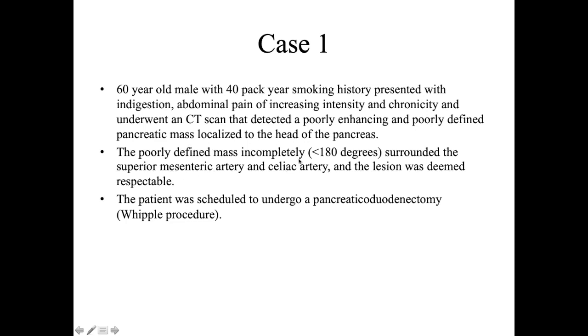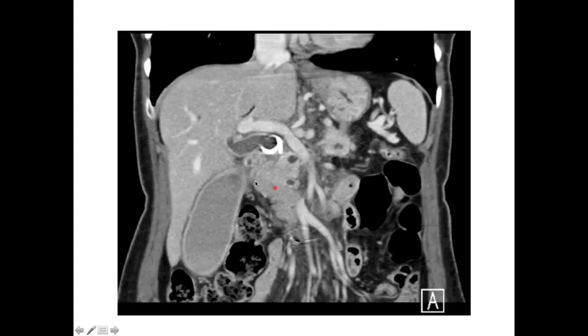The mass incompletely surrounded the superior mesenteric artery and the celiac artery, so the lesion was deemed resectable. If they're surrounded by 180 degrees, the lesion is non-resectable. So the patient underwent pancreaticoduodenectomy, known as the Whipple procedure. Here you could see the lesion right here. It's kind of surrounding some vasculature. Here looks like a gallbladder. It's very dilated, mostly because probably the ductal system is obstructed by the lesion.